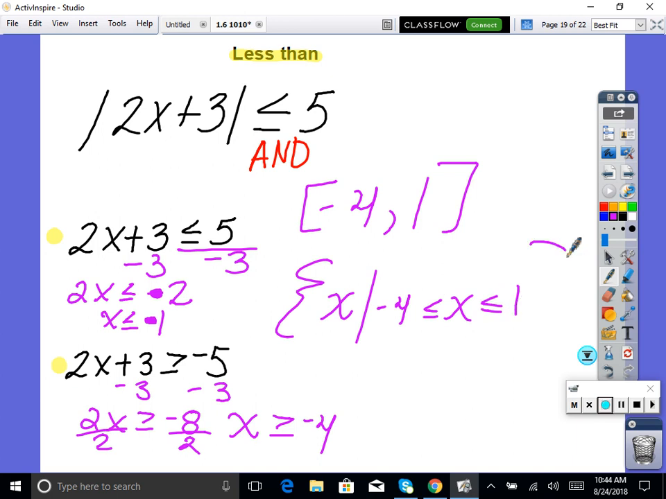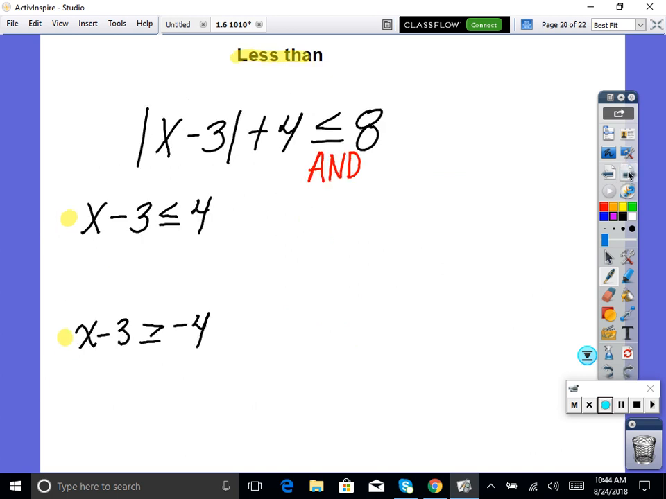Yes, sir? Yes. The rules don't change, so yes. Okay, you guys think you got it? What would you do first? You'd subtract 4, wouldn't you? Then you would say, okay, so we're going to have to do the positive 1, switch the inequality and the negative 1. And it's and, so it's the intersection.